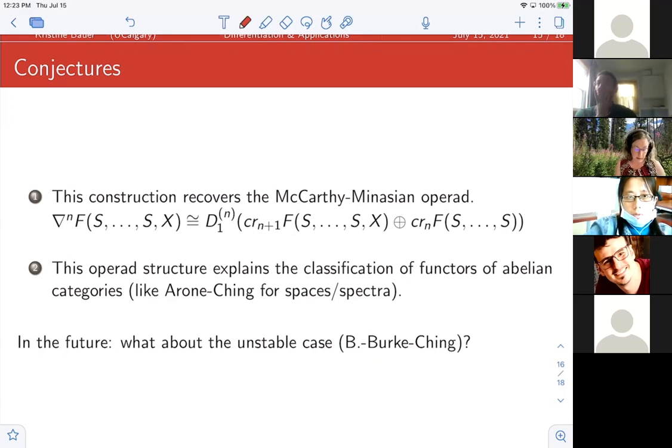And if that works, then we can ask, does that in fact recover the unstable case that Arone and Ching have done? And we can do that through the fact that we already know how to think about functors of topological spaces in terms of differential category theory. In that case, it's a tangent category. And that's the relationship to what Jeff was saying this morning, is that we can do that for functors of infinity categories. It turns out that there is a tangent category structure.